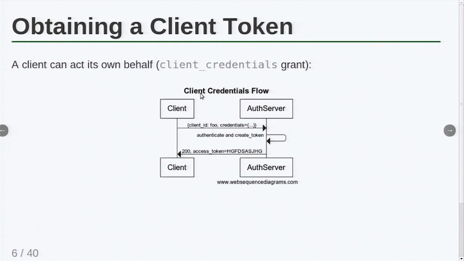Okay, so how would you obtain an access token? Well, one way you can do it, in fact the simplest, is as a client you can act on your own behalf. If there's no user in this scenario at all, then you can just say to an authorization server, this is what the sequence diagram is telling you.